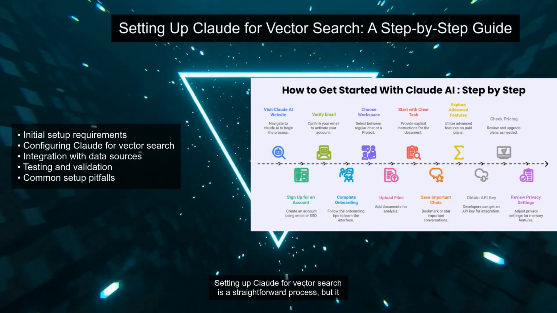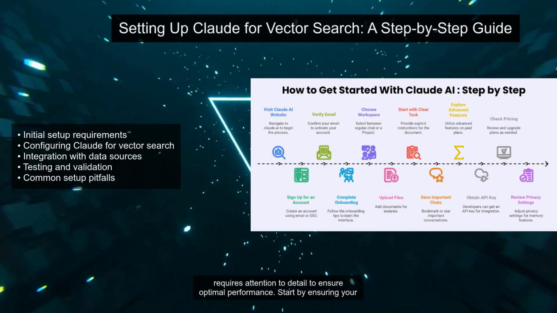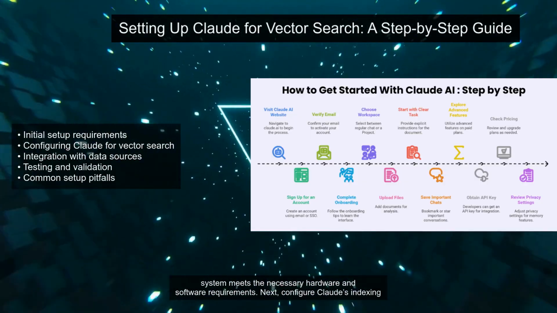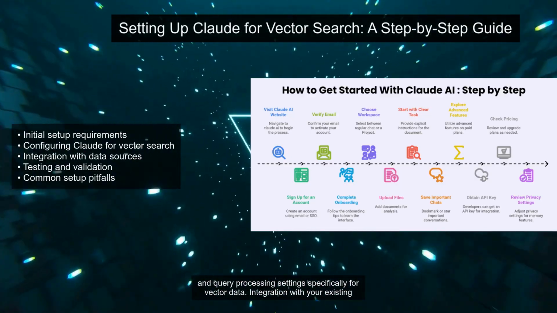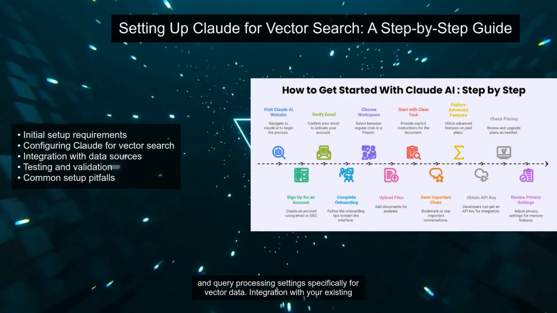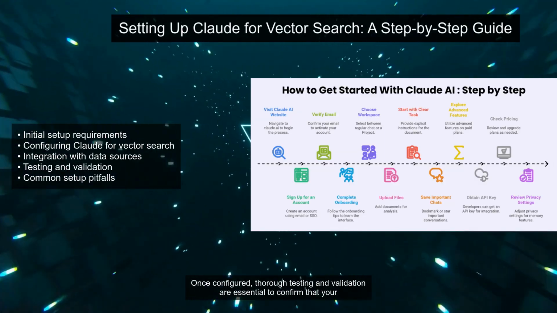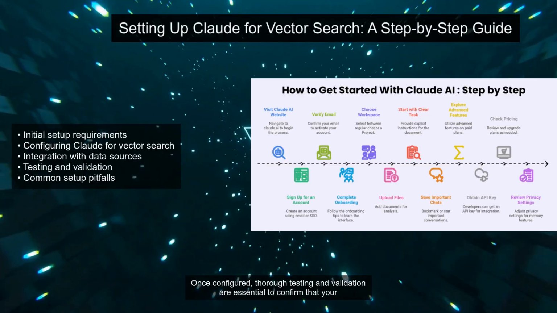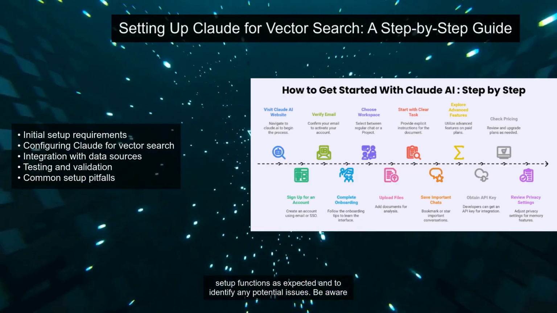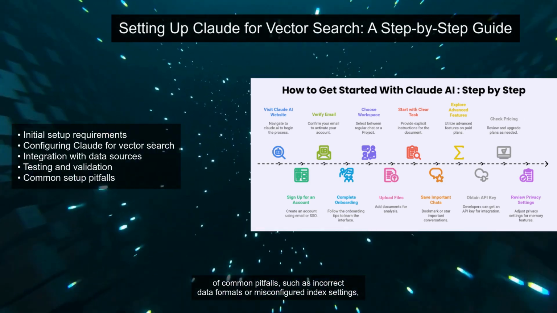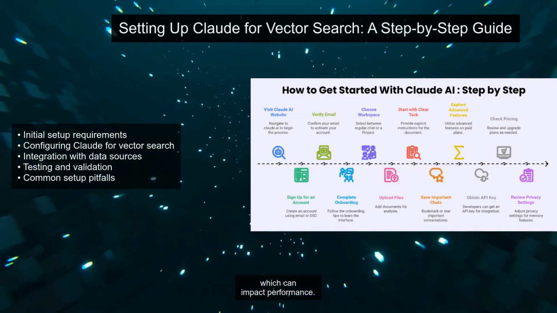Setting up Claude for vector search is a straightforward process, but it requires attention to detail to ensure optimal performance. Start by ensuring your system meets the necessary hardware and software requirements. Next, configure Claude's indexing and query processing settings specifically for vector data. Integration with your existing data sources is crucial, so utilize Claude's APIs for seamless data flow. Once configured, thorough testing and validation are essential to confirm that your setup functions as expected and to identify any potential issues. Be aware of common pitfalls, such as incorrect data formats or misconfigured index settings, which can impact performance.